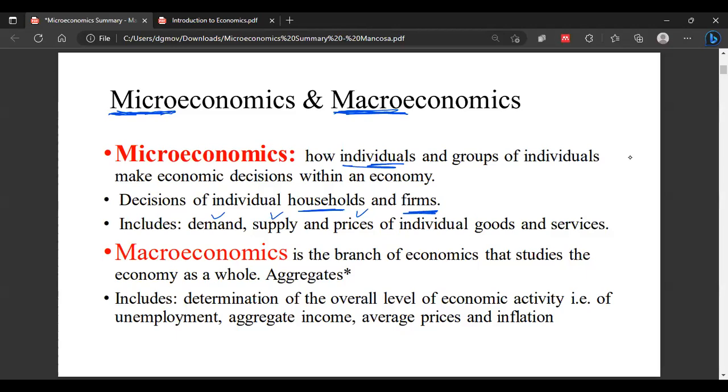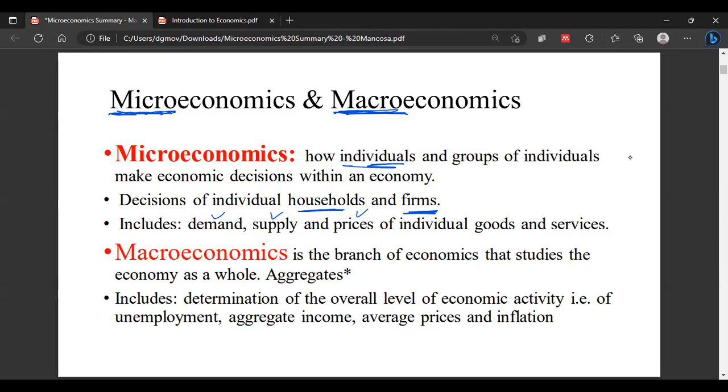Now, when we talk of macro, which is what we are going to be looking at in semester 2, economics 1B, we are simply going to look at this branch of economics that looks at totals, or that looks at the economy as a whole, at the aggregated level, aggregates, totals. Hence, we listen to the budget speech. Hence, we listen to the Minister of Finance.